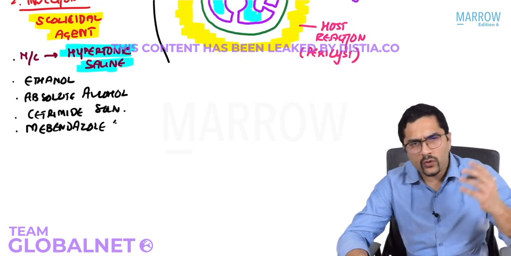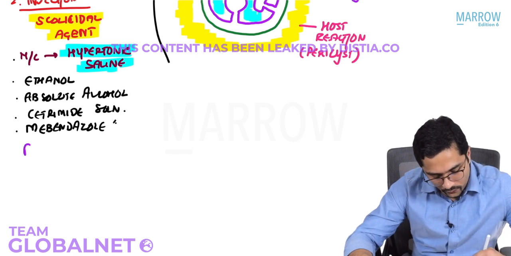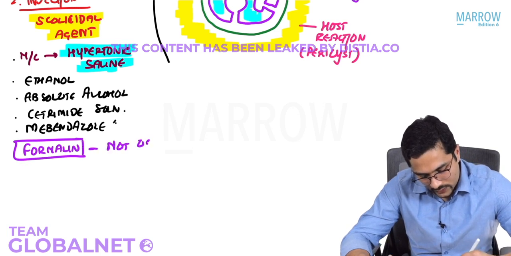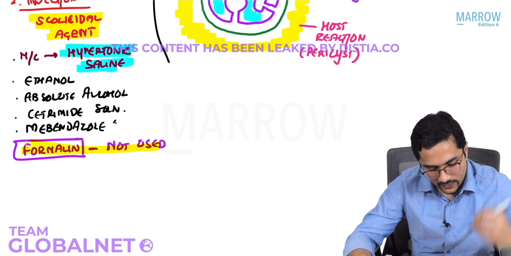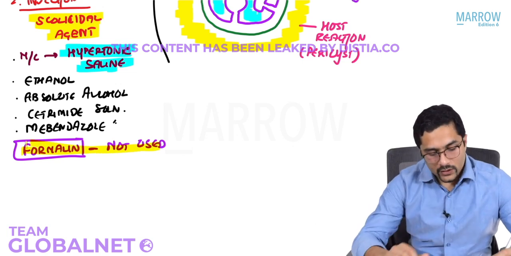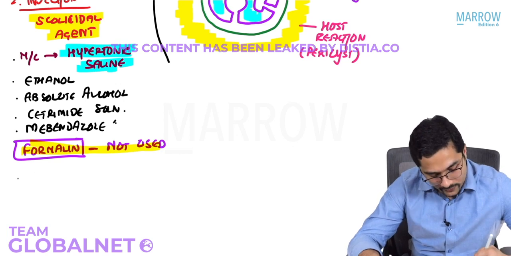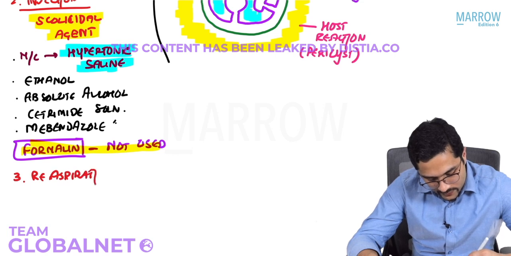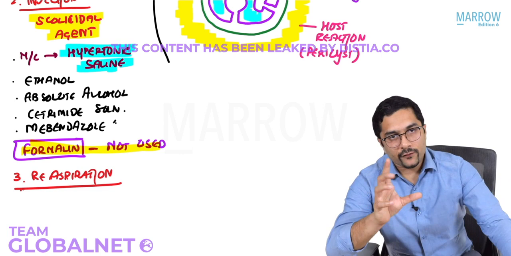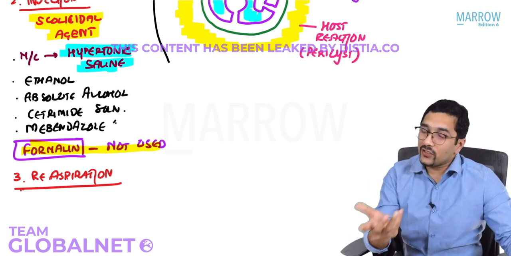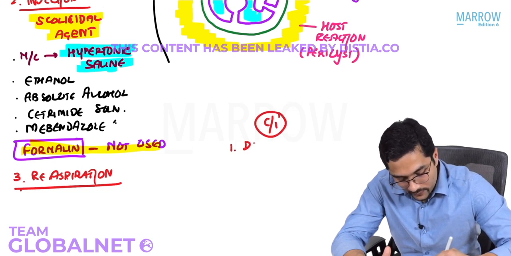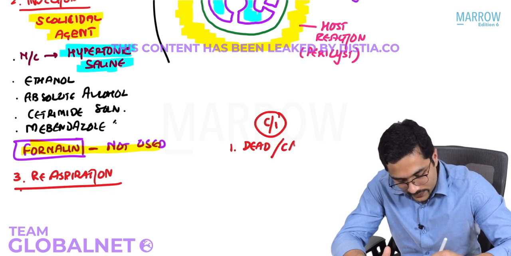One question which was asked 4 or 5 years back in the exam is that formalin is not a scolicidal agent. Formalin is not used as a scolicidal agent. This you should know about. This has been asked in the exam. Once you've injected, we then carry out re-aspiration. So that is what is done in PAIR. Now, PAIR is the first line of treatment, so of course there have to be certain contraindications. What are the contraindications for PAIR? The contraindications for PAIR are a dead or calcified cyst. We don't fiddle around with them.